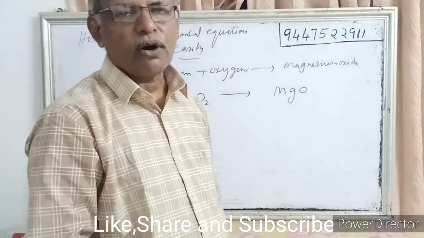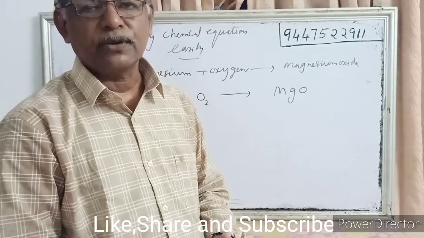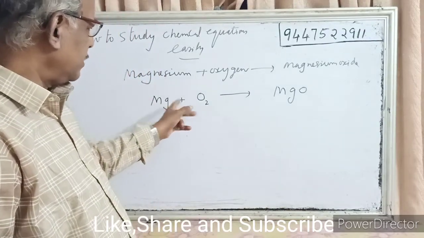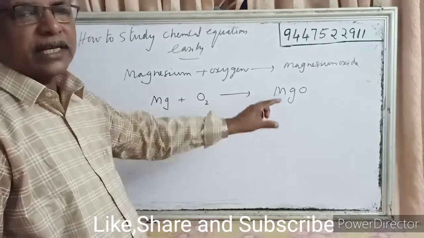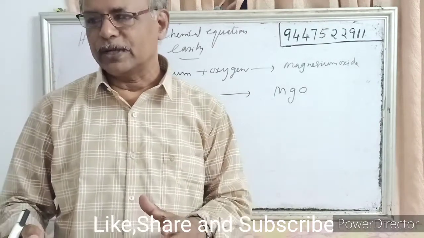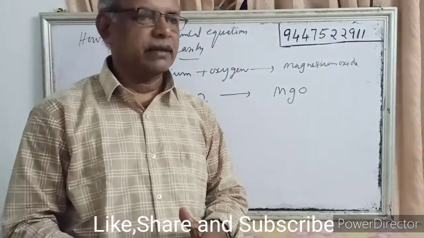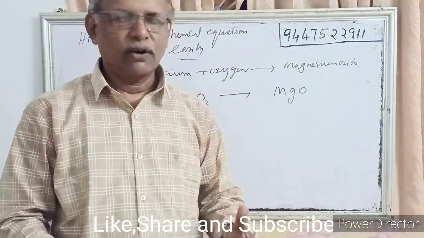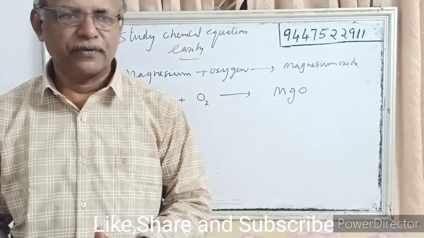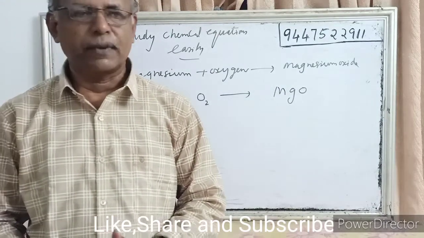Magnesium valency 2, oxygen valency 2. On crossing you get Mg2O2. Simplified, you get MgO. But this is not a balanced chemical equation. What is a balanced chemical equation? In a balanced chemical equation, the number of atoms on the reactant side should be equal to the number of atoms on the product side. Because according to the conservation of mass, the total mass of the reactants must be equal to the total mass of the products.